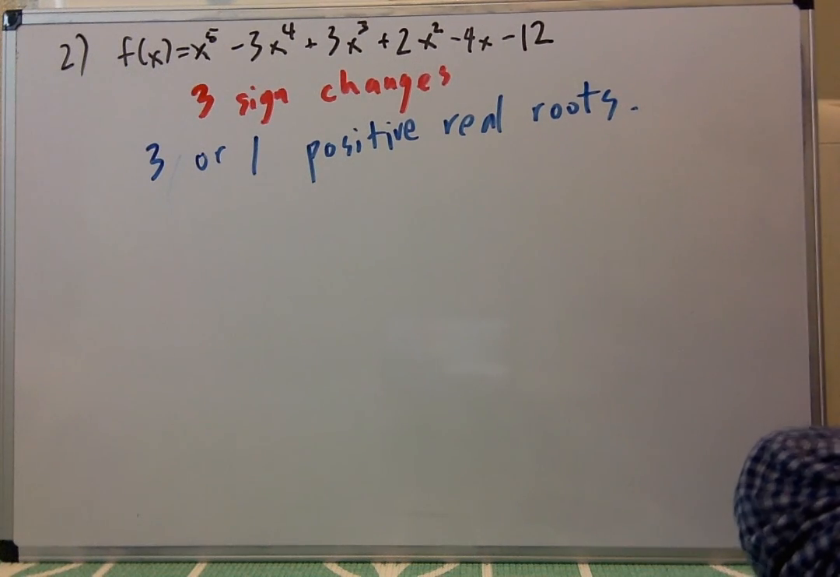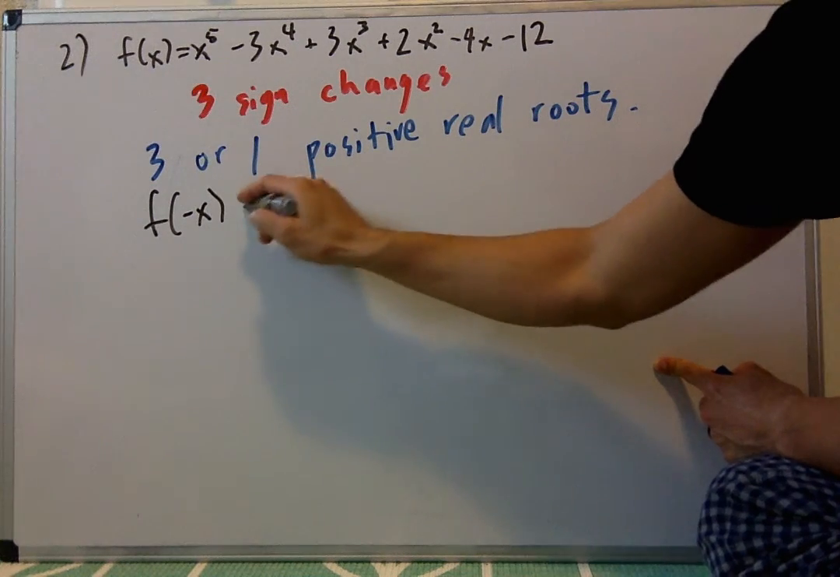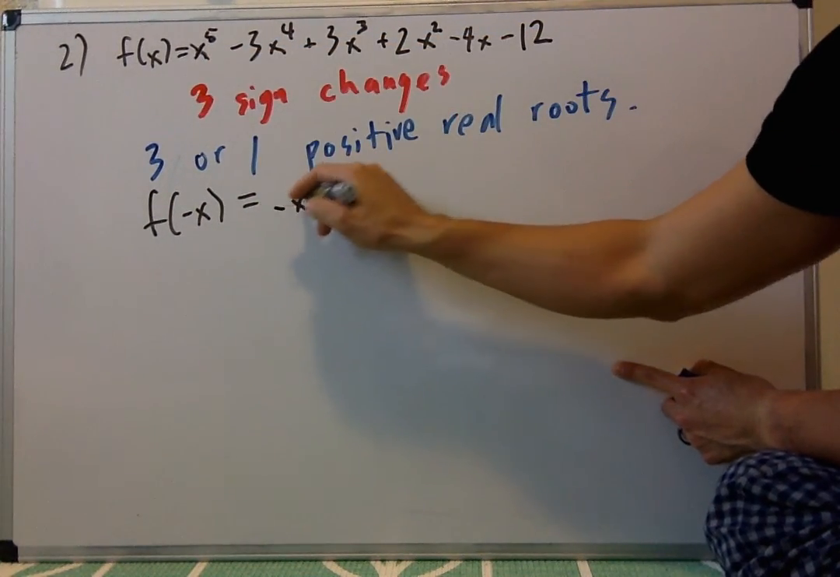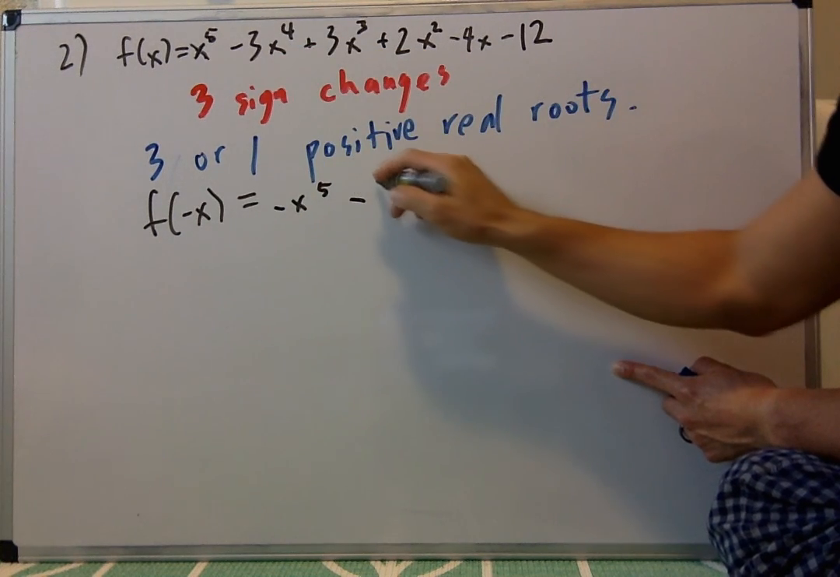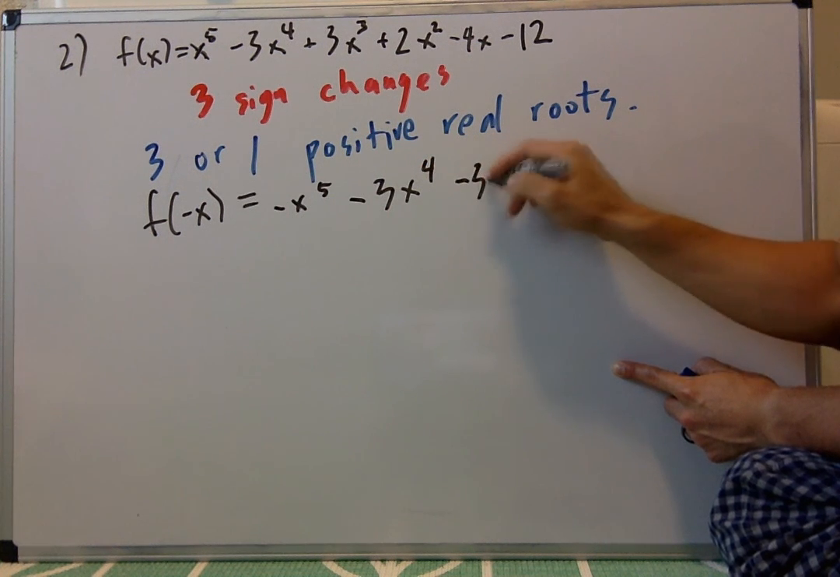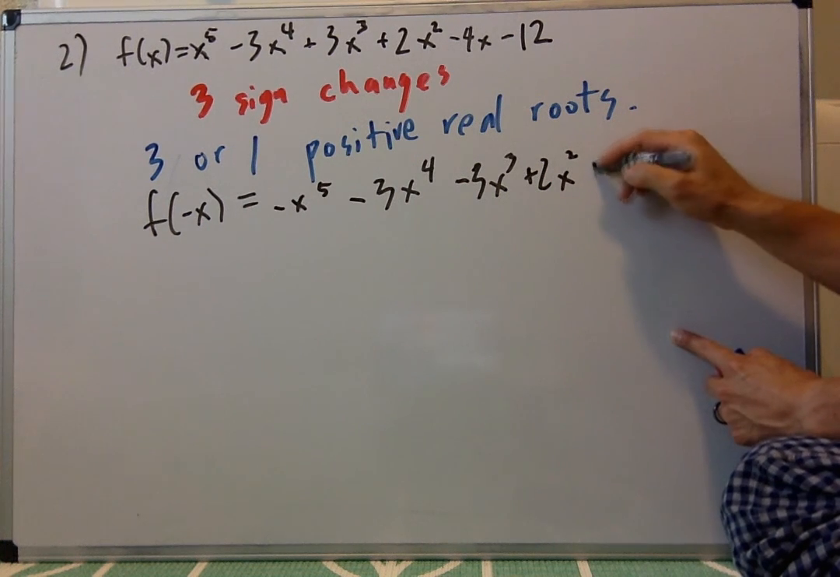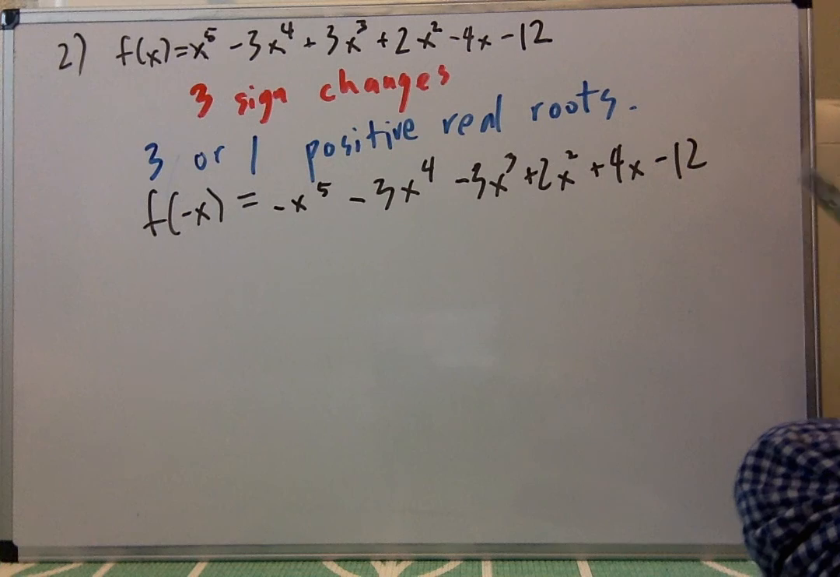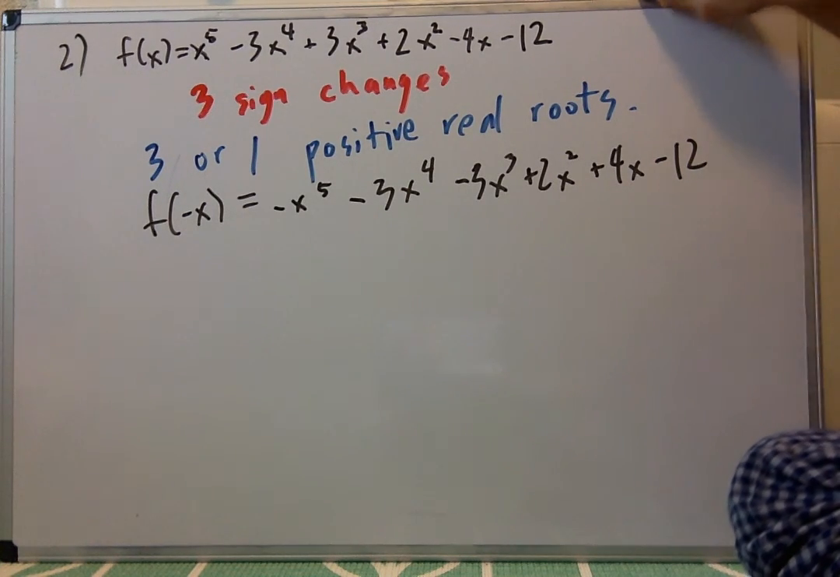Okay, let's check the negative ones now. So this is looking at f of negative x. Now when I put a negative x for x to the 5th, that's going to give me negative x to the 5th. It's going to stay negative, so minus 3x to the 4th. This is going to be minus 3x to the 3rd, plus 2x squared, that stays the same, plus 4x minus 12. Basically all the odd powers of x switch signs, but the rest stay as they were.